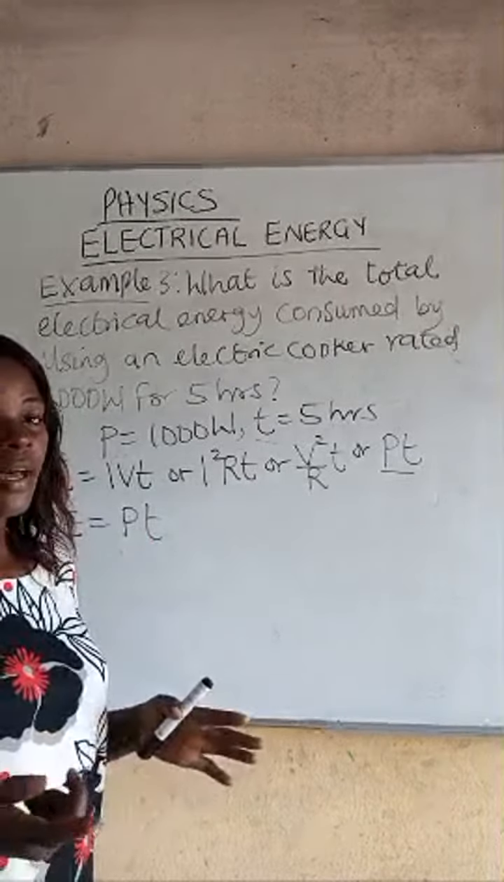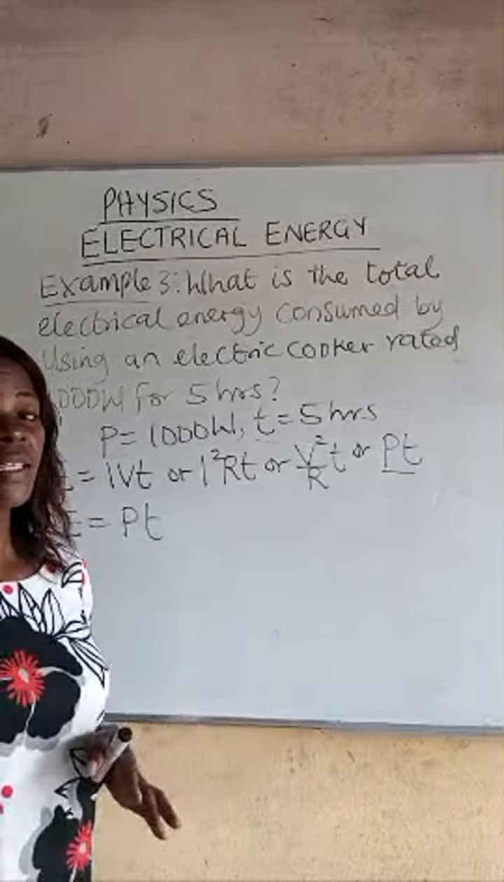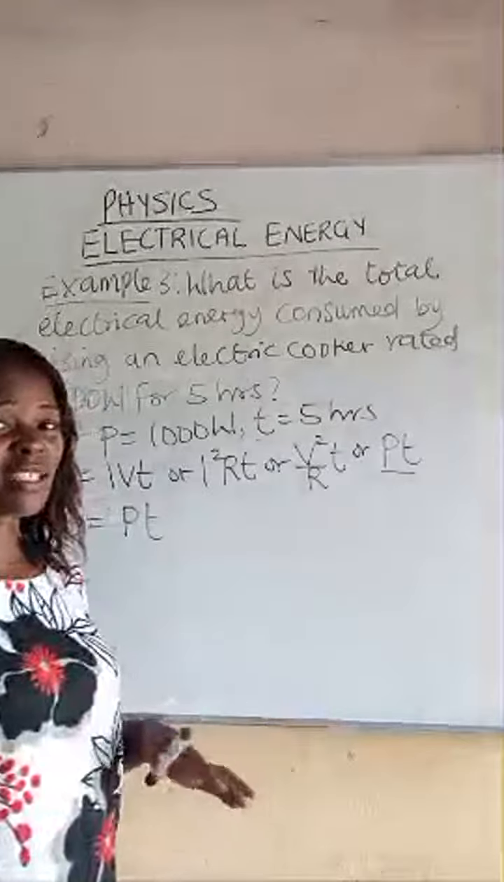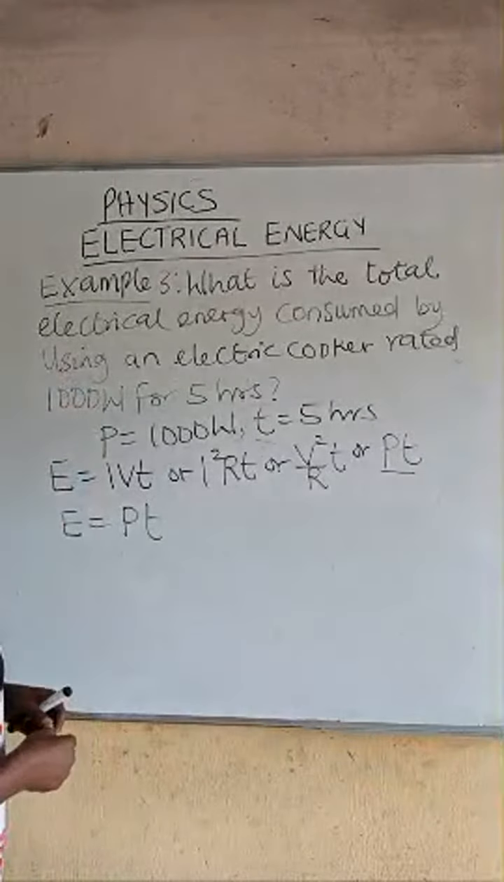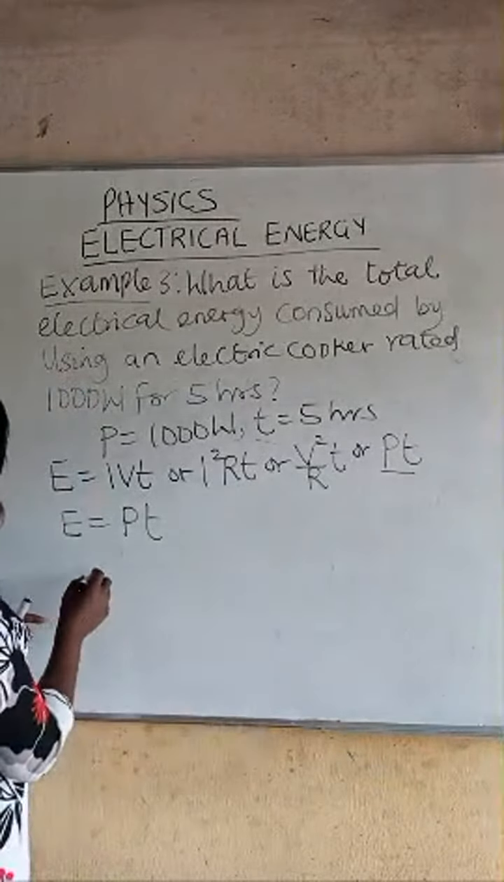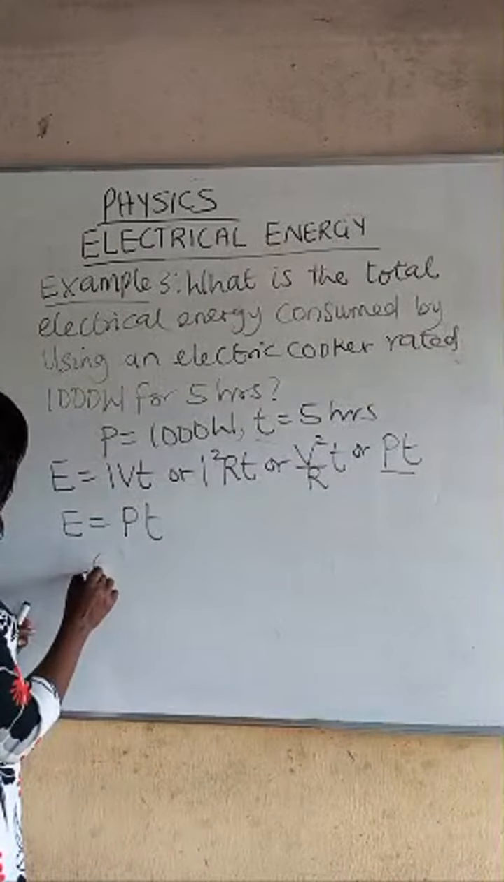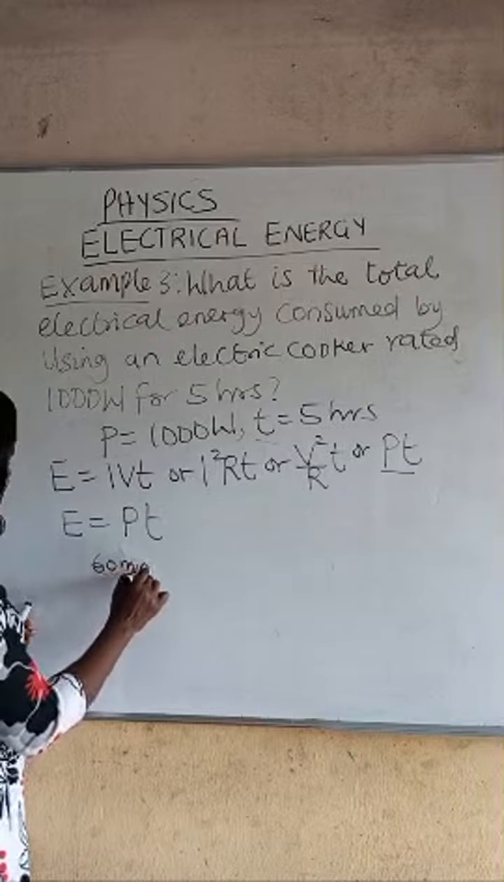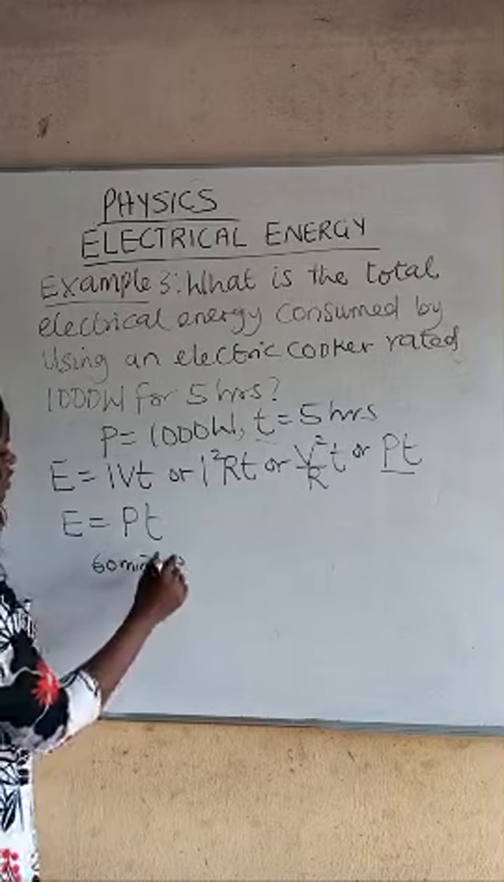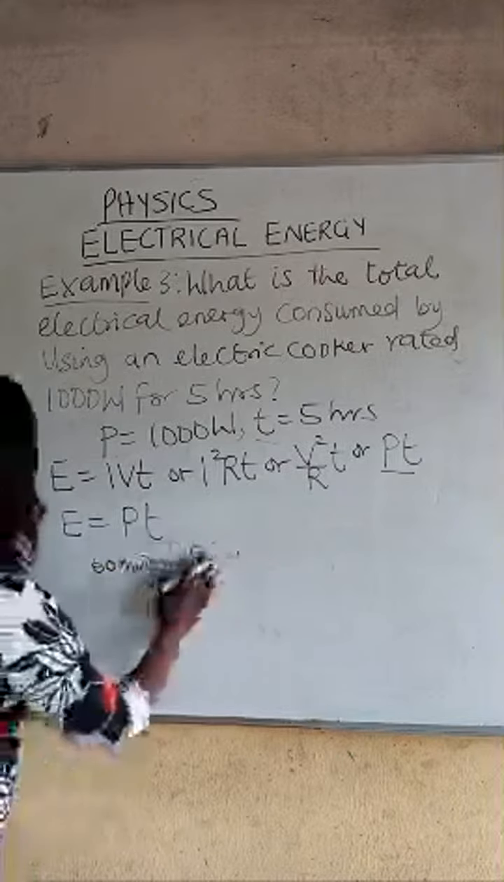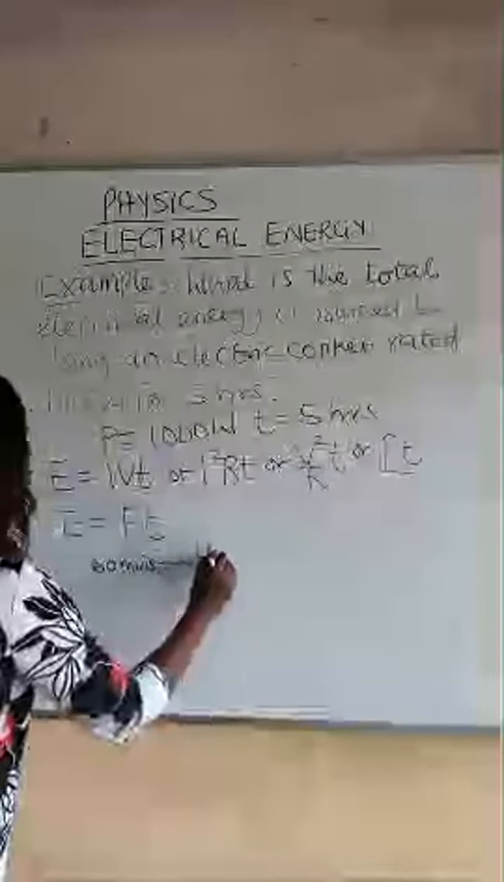But there's one thing we must do. Look at our time. Time is given in hours, and I said our time must be in seconds. So we are going to do our necessary conversions. We are going to say that 60 minutes will give me 1 hour.